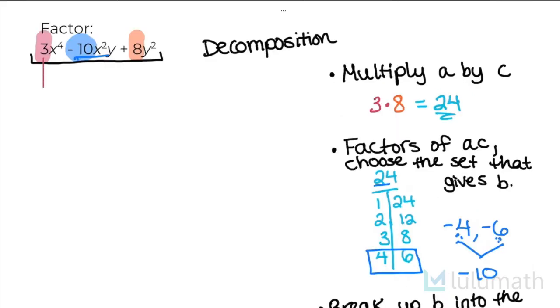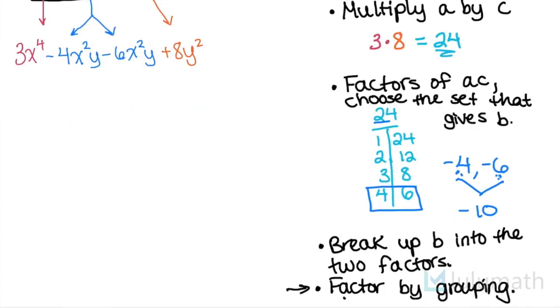So I am going to copy down this 3x to the power of 4, but then I'm going to break up this negative 10x squared y into negative 4x squared y and negative 6x squared y. And then I can just copy down this plus 8y squared. And now the last thing I need to do is just simply factor by grouping. I will group my first two terms together here, and then I will group my second two terms together over here.